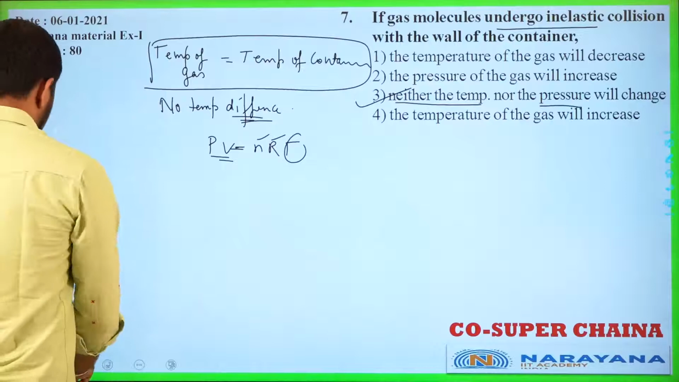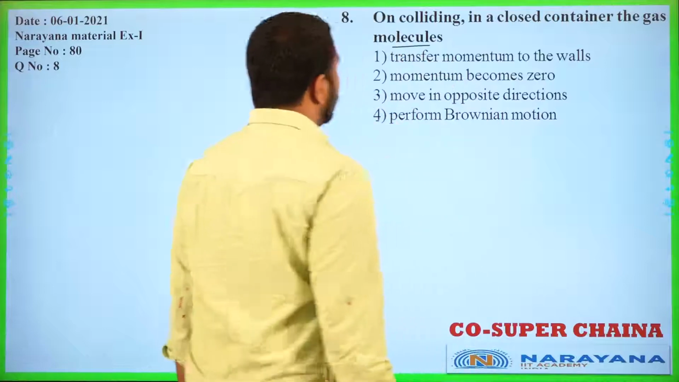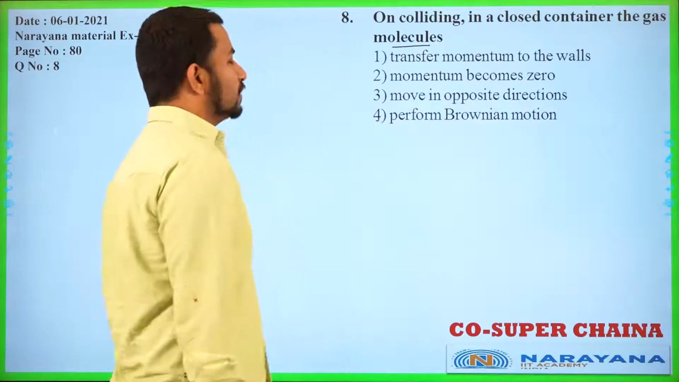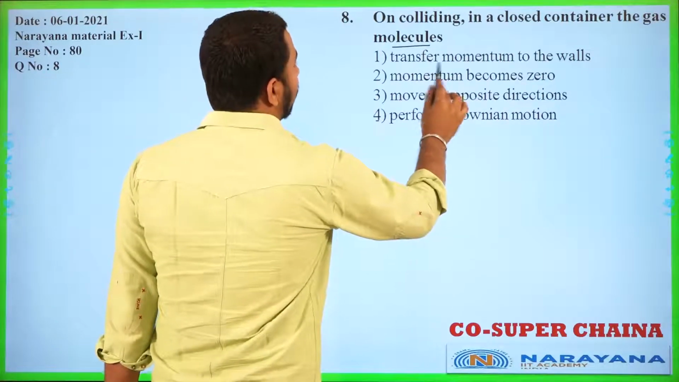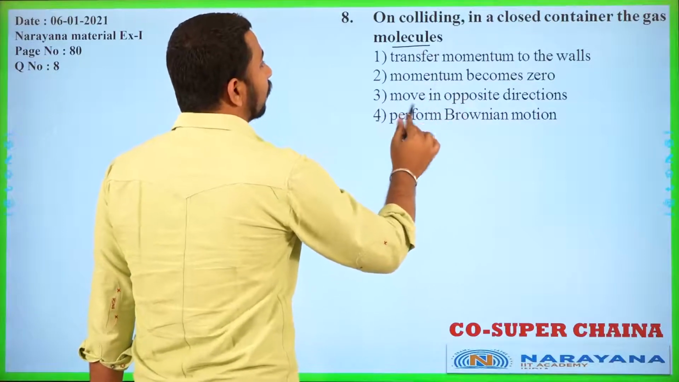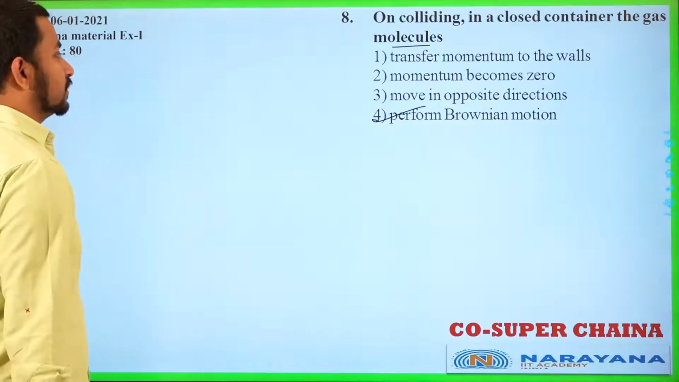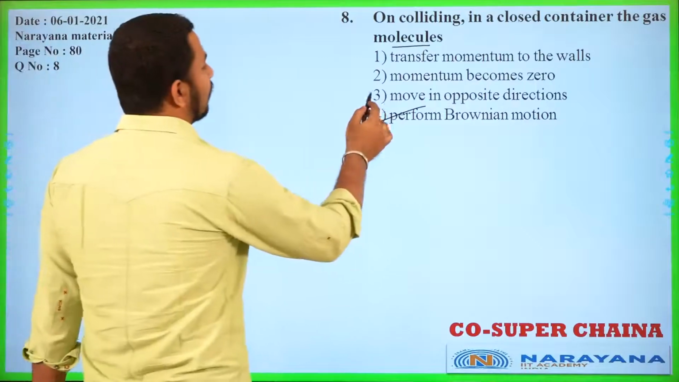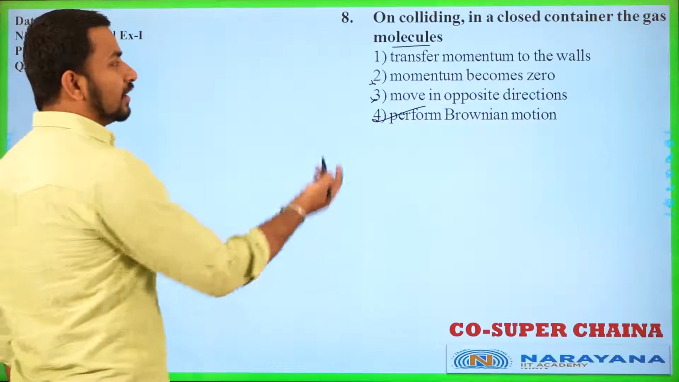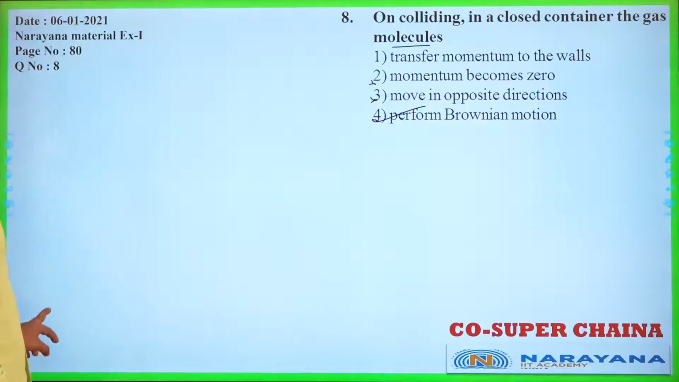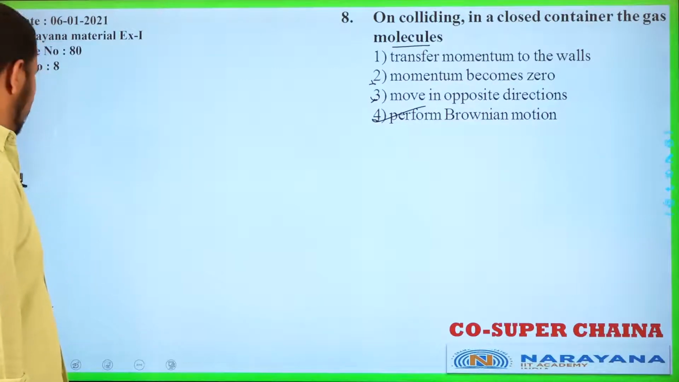So let's move to the next question, student. On colliding in a closed container, a gas molecule, you know that when a gas molecule collides, there will be transfer of momentum to the wall. So the option will be performs Brownian motion, and that will be the answer of this question. It is not mandatory that it will move in the opposite direction, and momentum becoming zero is also not mandatory. Transfer of momentum to the wall is also not the correct option. So the correct answer is performs Brownian motion. Let's move to the next question.